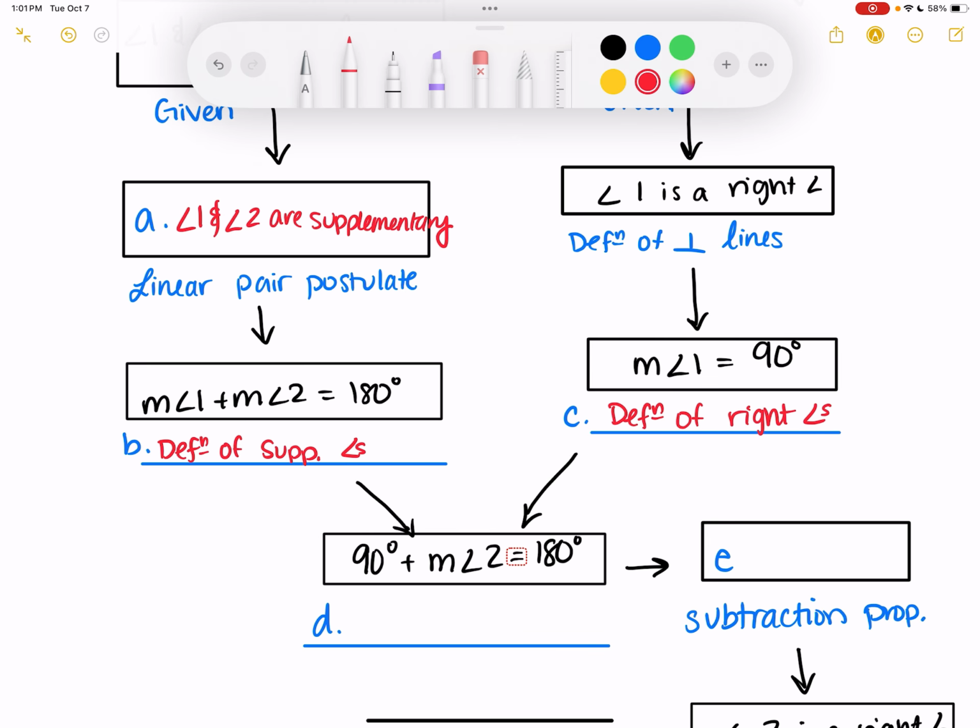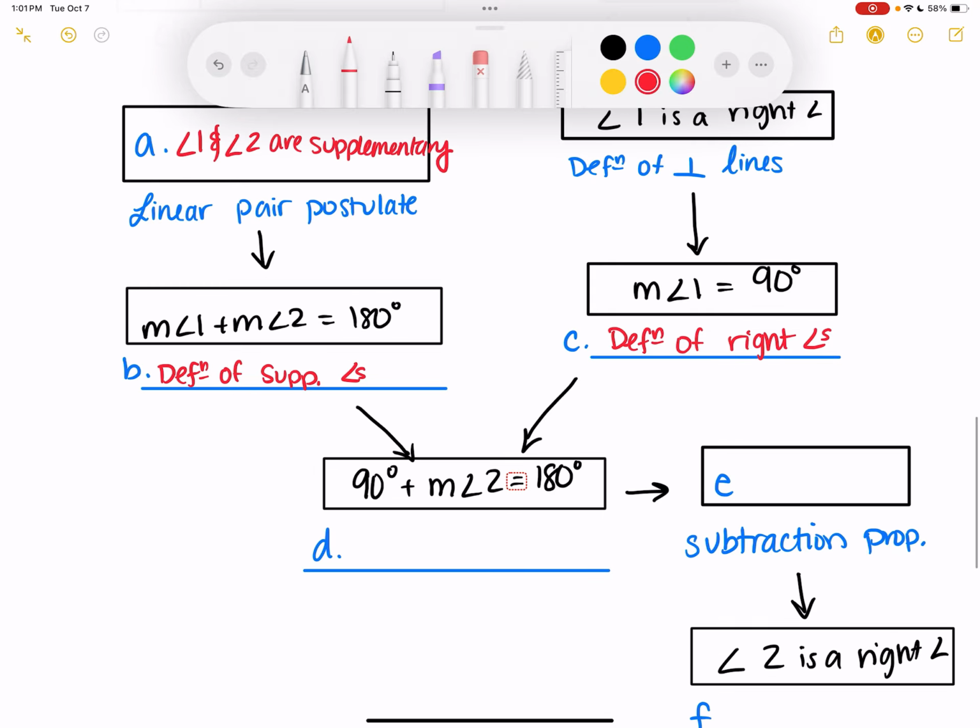All right, so knowing both of these things here now, the measure of 1 plus the measure of 2 is 180, and the measure of 1 is 90. I take 90 and I replace the measure of angle 1 with that. Then what would have to be the reason here for why I'm allowed to do this? Substitution. Yep, substitution property.